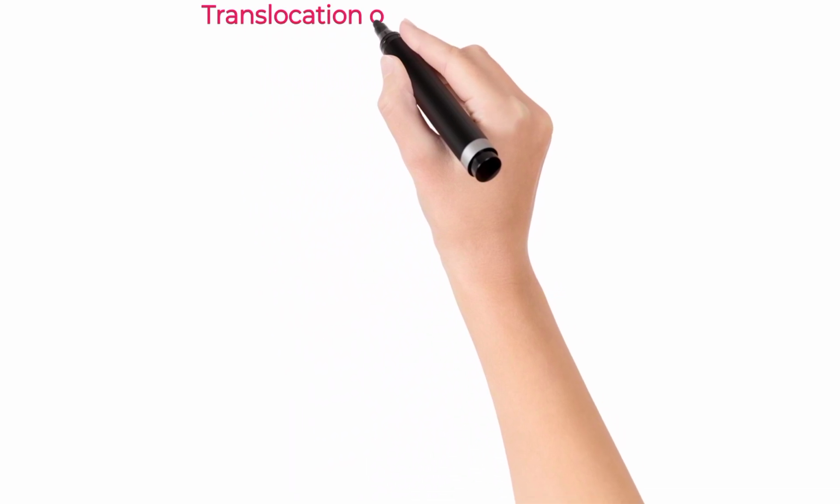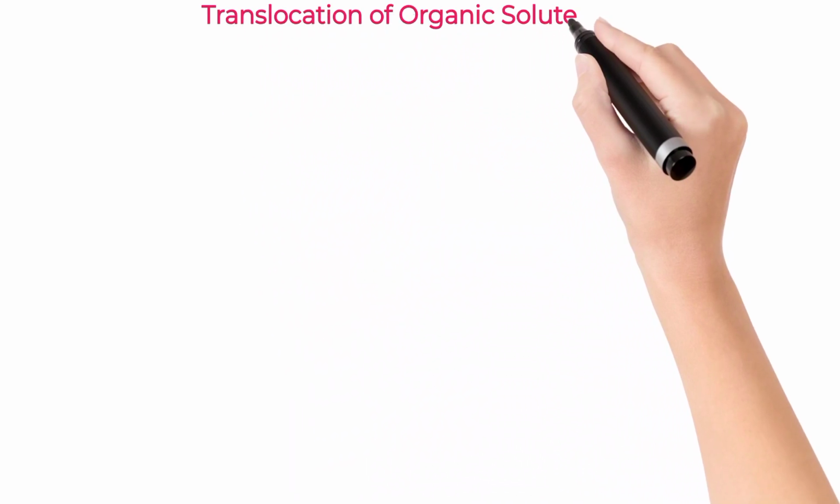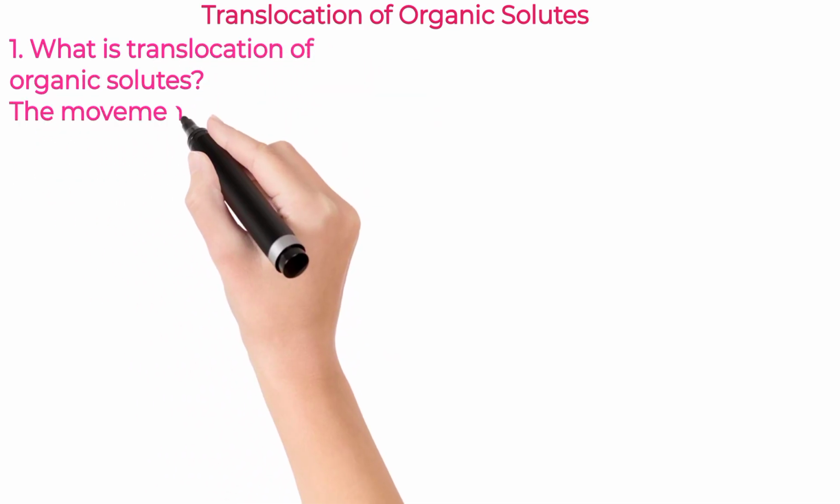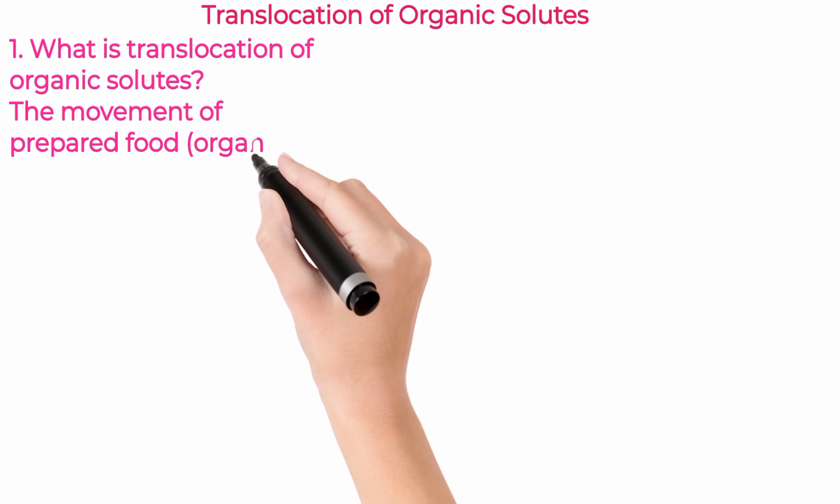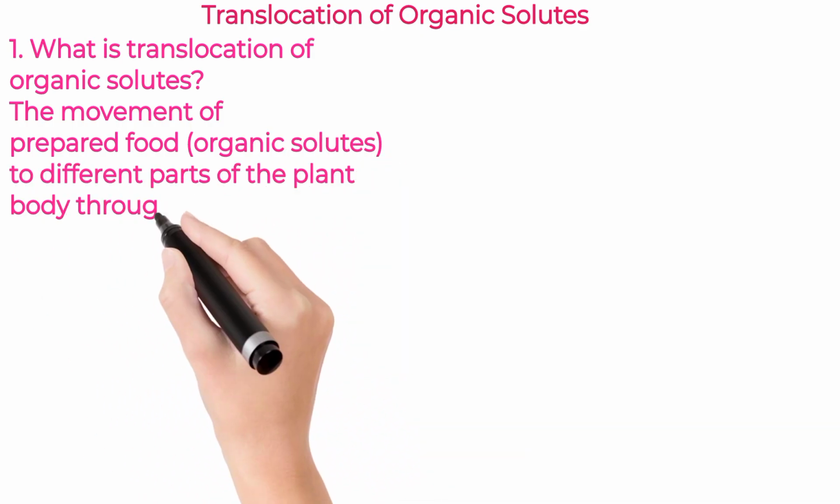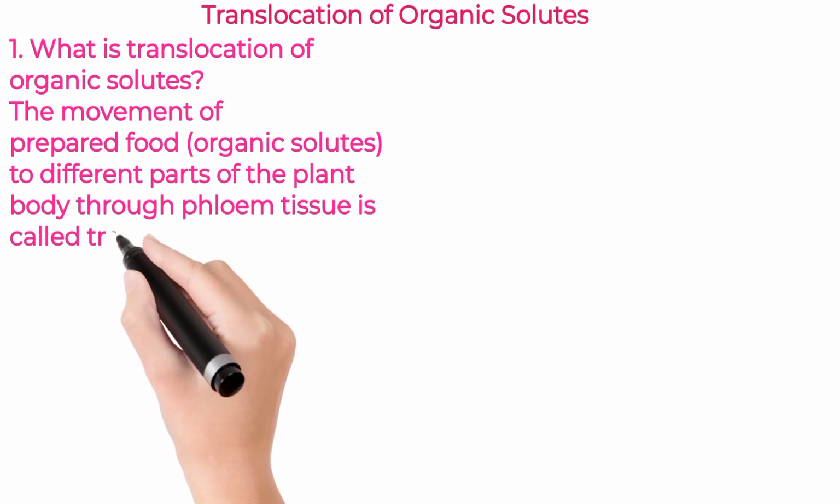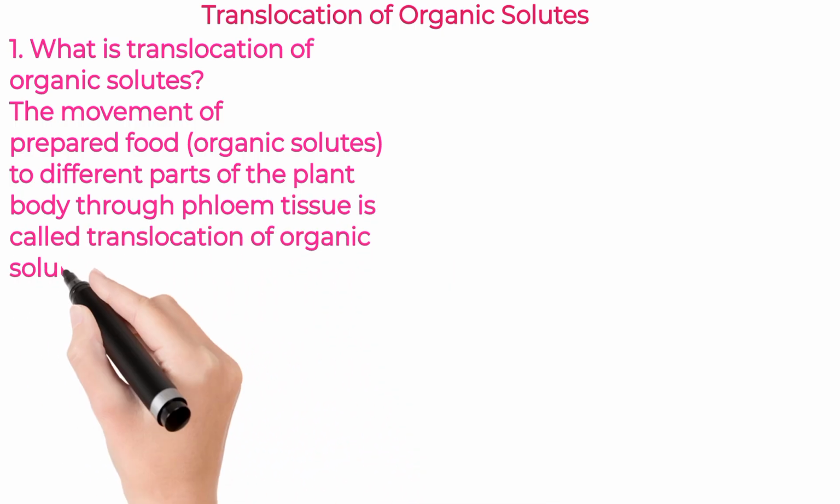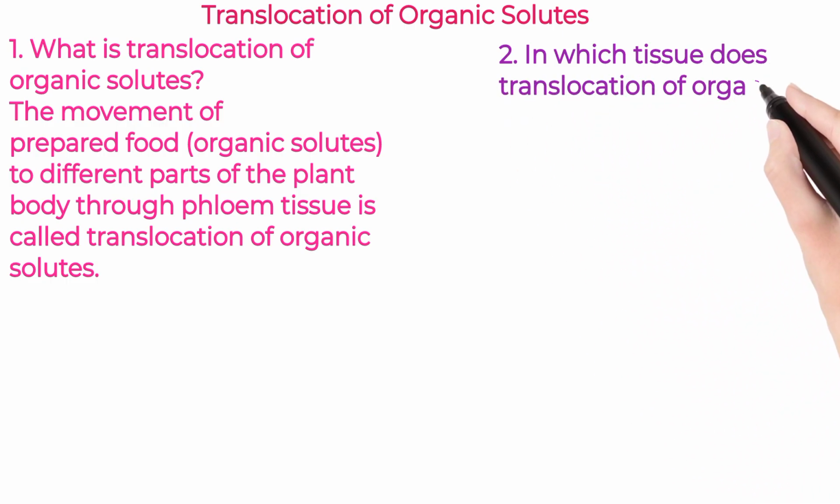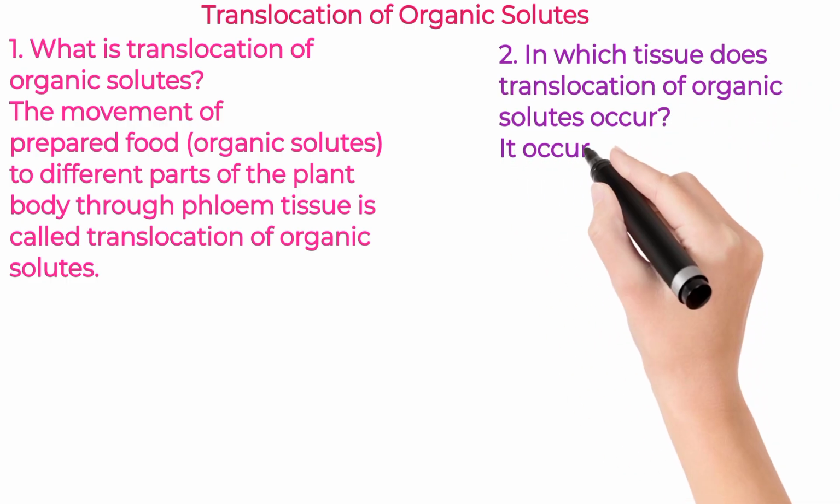Translocation of organic solutes. 1. What is translocation of organic solutes? The movement of prepared food, organic solutes, to different parts of the plant body through phloem tissue is called translocation of organic solutes. 2. In which tissue does translocation of organic solutes occur? It occurs in the phloem tissue.